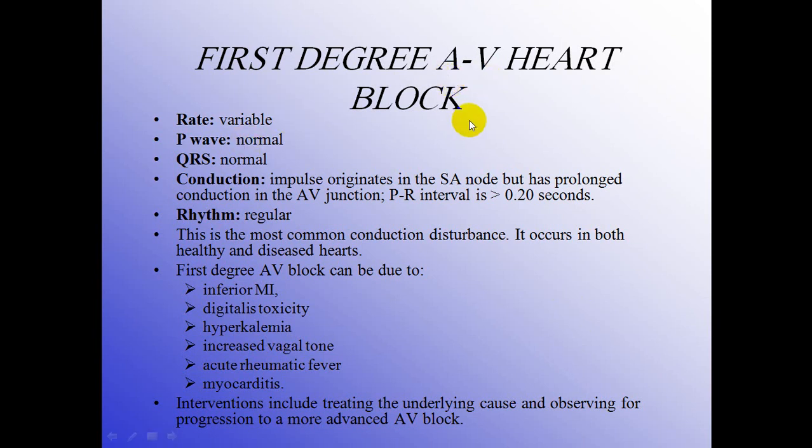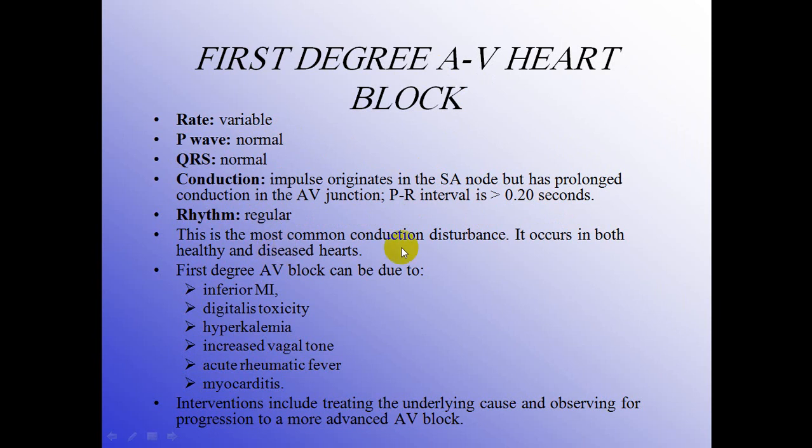If we look at first degree heart block, the rate is variable, the P wave is normal, and the QRS has normal shape and configuration. Conduction implies origin in the SA node, but the AV junction conduction is prolonged. That's why the PR interval is more than 0.2 second or 200 milliseconds. As we know, normally the PR interval is 3 small squares to 5 squares, that is 0.12 to 0.2. But if you prolong that, it is first degree heart block, rhythm regular.